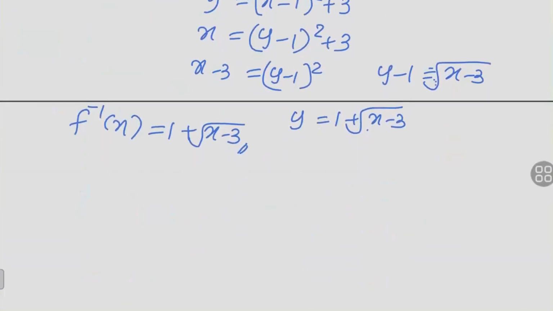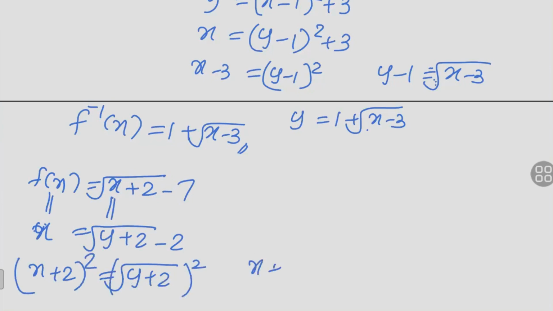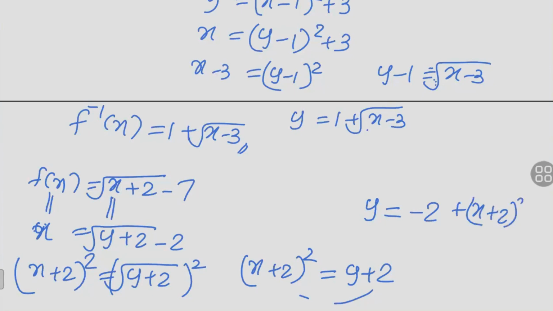If they give this kind of one, f(x) = square root of (x plus 2) minus 7, this is also the same way. Convert y to x, x to y, then take this to this side and square it. Now we need to make y the subject, so square both sides. That is the normal procedure. The square root of (x plus 2) squared becomes y plus 2. Then y equals, take this to this side, minus 2, (x plus 2) squared. This is the inverse function, right?